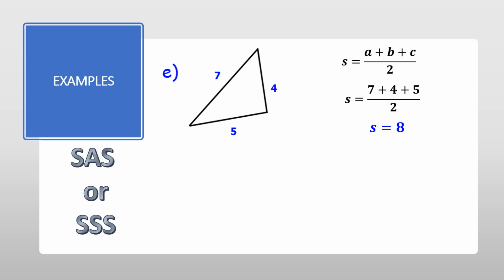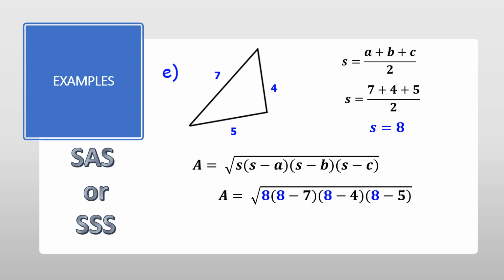We will then substitute that into our formula. The area equals the square root of S, multiplied by the product of S minus A, the product of S minus B, and the product of S minus C. So we'll substitute in the area equals the square root of 8 multiplied by 8 minus 7, multiplied by 8 minus 4, and 8 minus 5, or 8 multiplied by 1, multiplied by 4, multiplied by 3, and then take the square root.